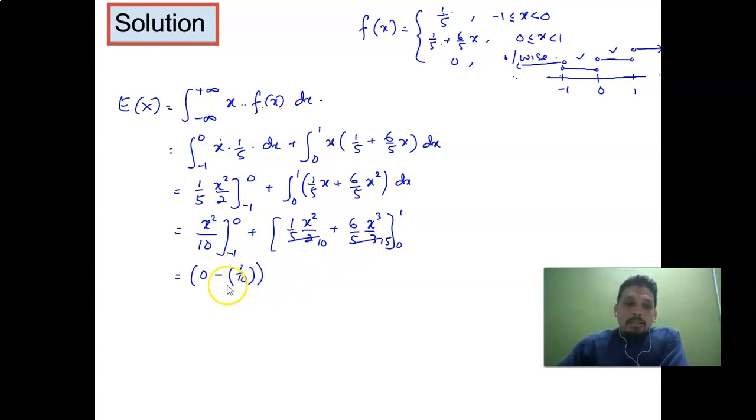Okay, so these two are the result of this part here. Now we look at this part here. Substitute x with 1 first. So 1 squared equals 1 over 10, plus 1 cubed equals 1 times 6 equals 6 divided by 50.